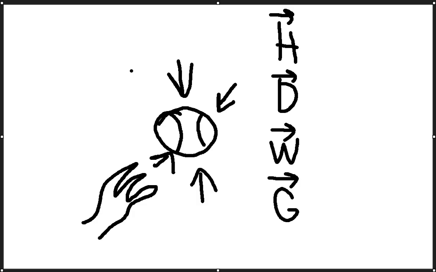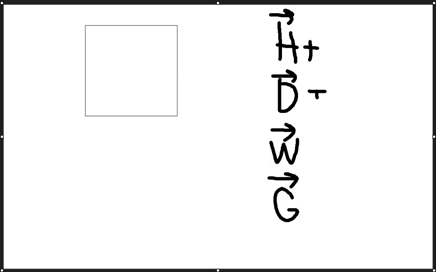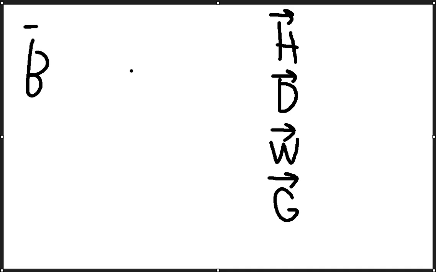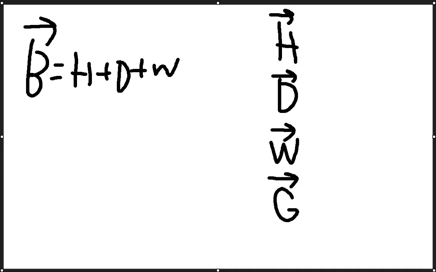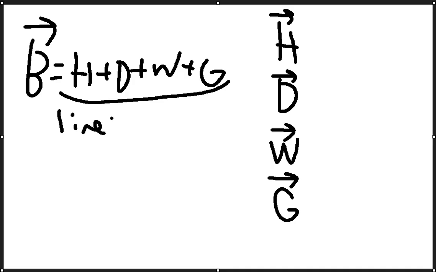And let's say that we wanted to show the sum motion. Where's the baseball actually going? It would actually be an addition of these things. Basically, the baseball vector, where it's actually going, is equal to the hand vector plus the drag vector plus the wind vector plus the gravity vector. And this is what is usually called a linear combination.